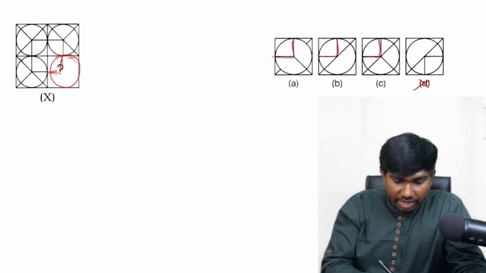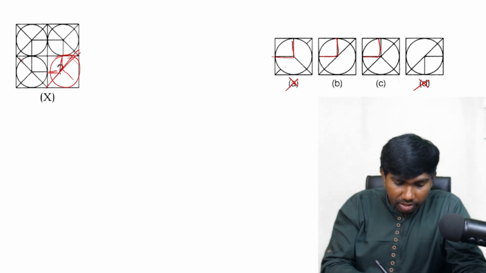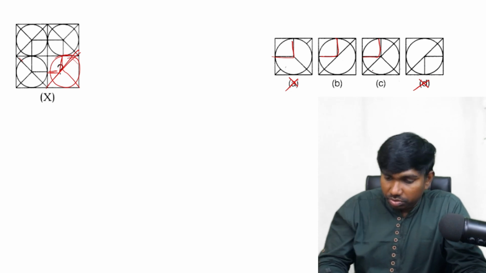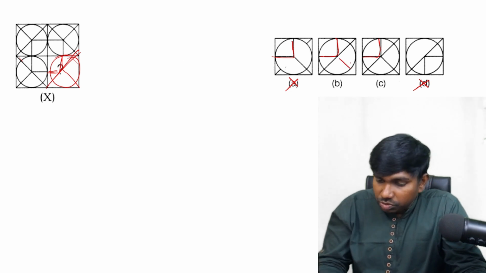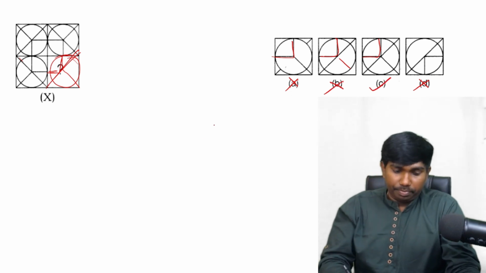There must be a diagonal this way, and the diagonal is missing here, and a diagonal perpendicular line must be there, a perpendicular bisector, so that will be available here. Here there is no diagonal perpendicular line, so answer is figure C.